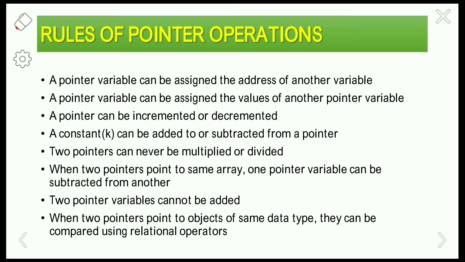And when two pointers point to objects of the same data type, they can be compared using the relational operators. Here the two pointers must point to objects of the same data type and the same array. If two pointers are pointing to the same array and same data type only, then we can perform the relational operators like less than, greater than, less than or equal to, greater than or equal to and not equal to. We will see about this in the next video.